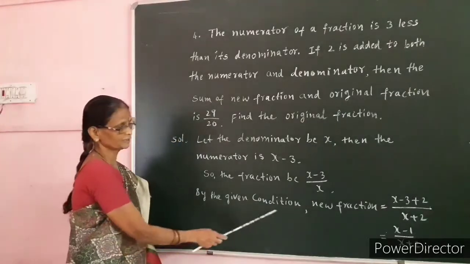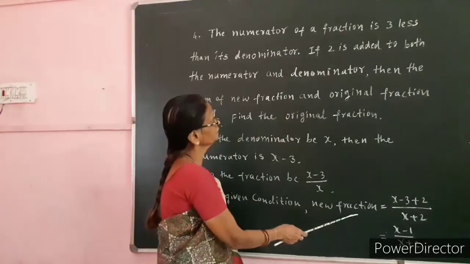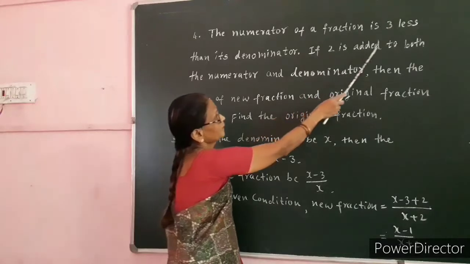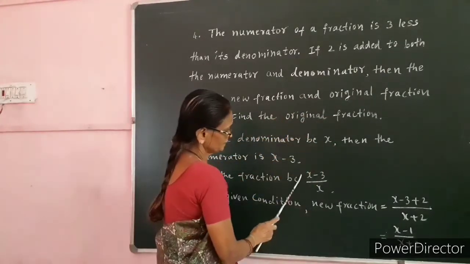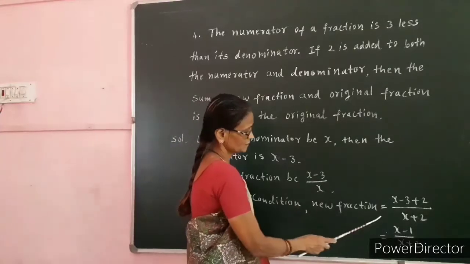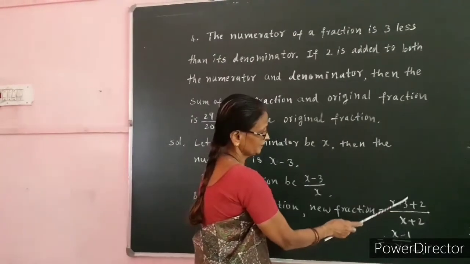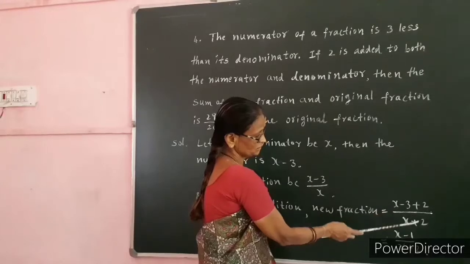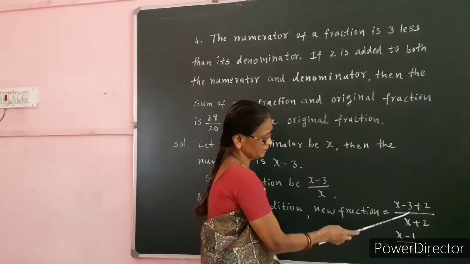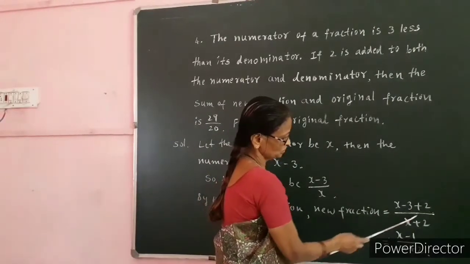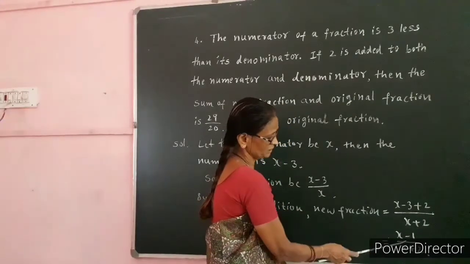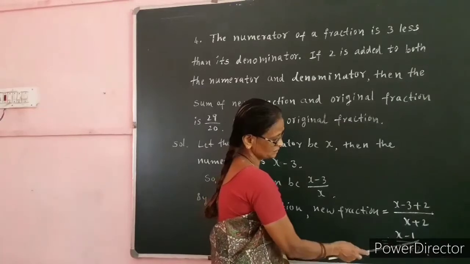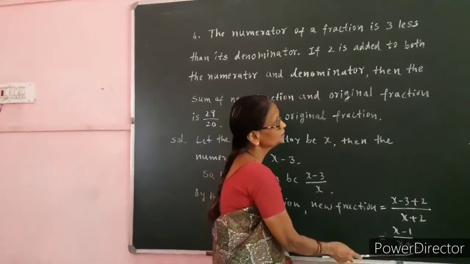By the given condition, if 2 is added to both the numerator and denominator, the original fraction is (x minus 3) by x, so the new fraction is, with 2 added to both the numerator and denominator, (x minus 3 plus 2) by (x plus 2). Minus 3 plus 2 is minus 1, that is (x minus 1) by (x plus 2).